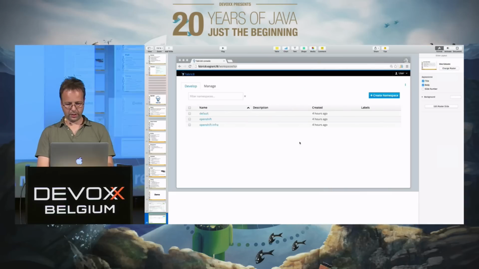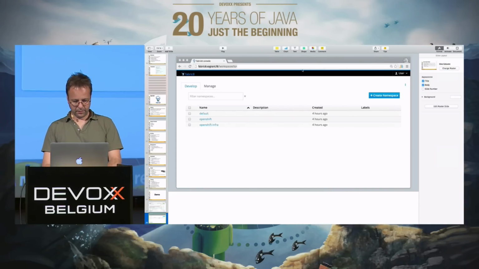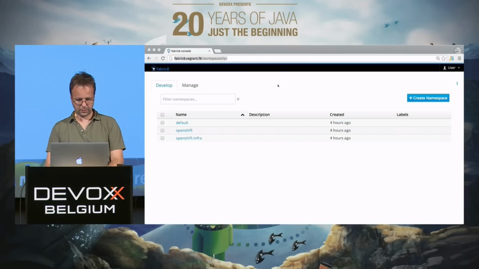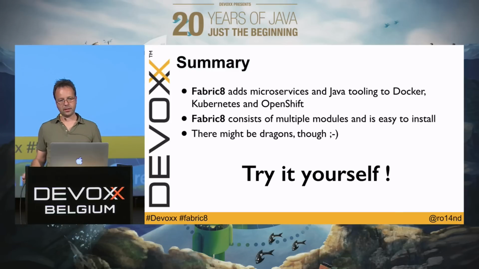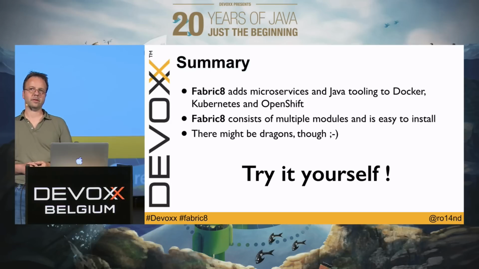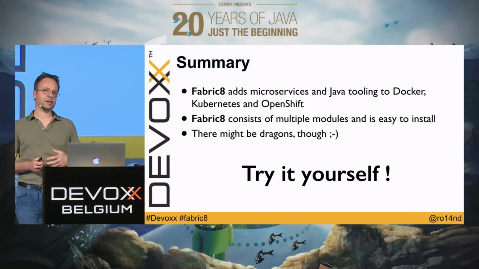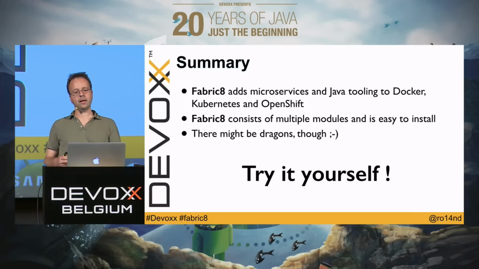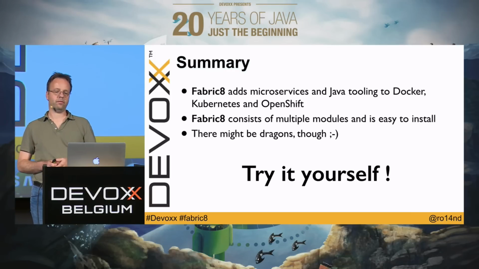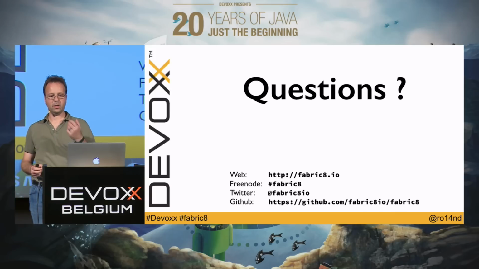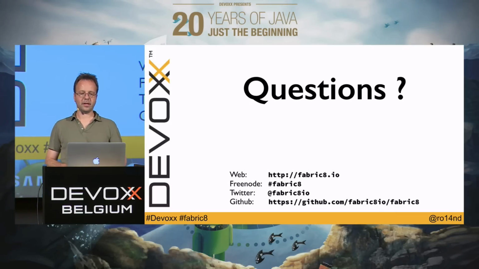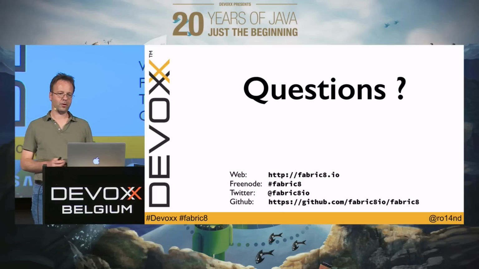Okay, so that was the demo. To summarize, I hope I could show you that fabric8 adds a lot of new microservices and Java tooling to Docker with Kubernetes and OpenShift. There are many modules, so it's not a single fabric8 product. And although there are still some loose ends and not everything is working perfectly, it's quite easy to try it out yourself. You get a lot of support in our IRC channels and also via the website. And I hope you enjoy fabric8.